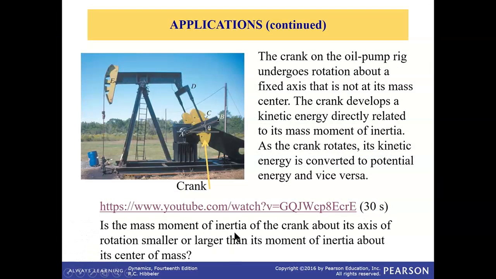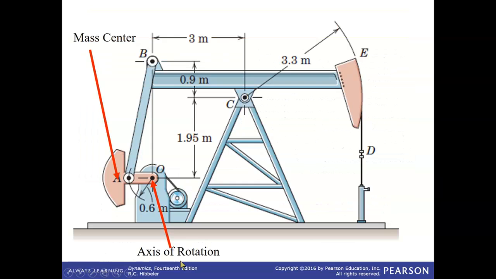Is the mass moment of inertia of the crank about its axis of rotation smaller or larger than its moment of inertia about its center of mass? What do you think about it? So let me reframe the question. So this is another figure where the center of mass of the crank, that means this portion only, is somewhere here, but it's being rotated from the point which is away from the center of mass. So the axis of rotation does not pass through the center of mass. So when it is done in this way, will it have high moment of inertia or less moment of inertia? And the correct answer is it will have high moment of inertia.